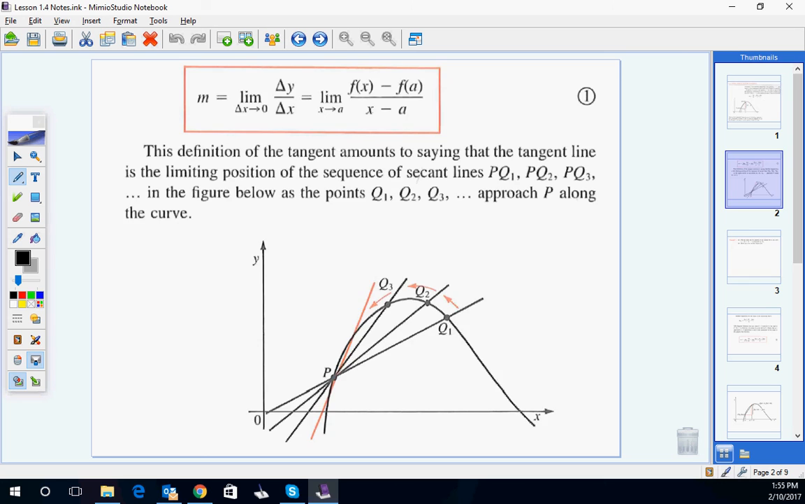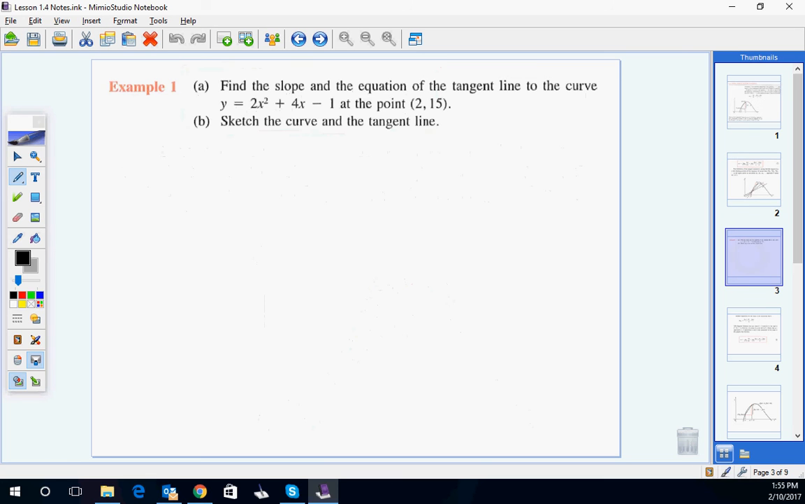Okay, so find the slope and the equation of the tangent line to the curve y equals 2x squared plus 4x minus 1 at the point (2, 15). So when we find the slope, we have to use the stuff we did in our review to figure out the equation of the line. We use the limit to find the slope, but if we just have the slope, do we have the whole equation? What are we missing?